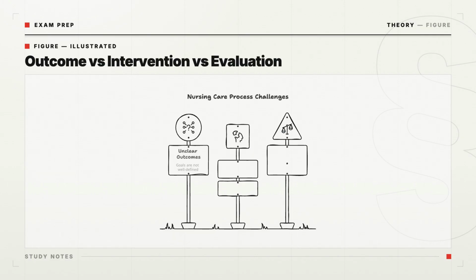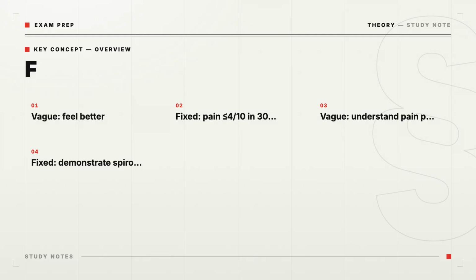The subject of a real outcome is always the patient, never the nurse. A sentence starting with what the nurse will do describes an intervention, not an outcome. And this mix-up is the trap exam writers plant most often.